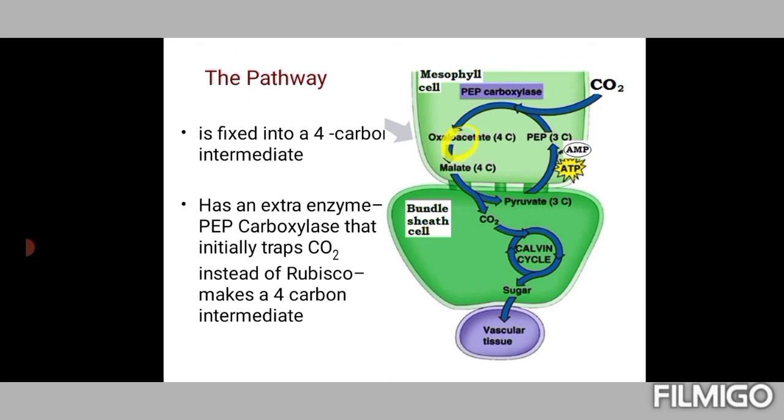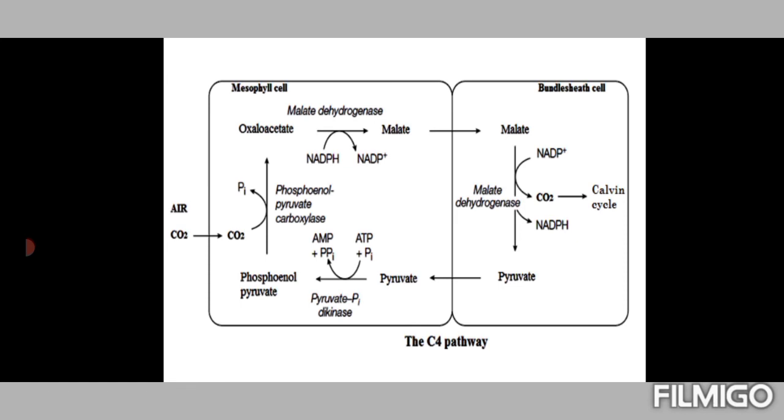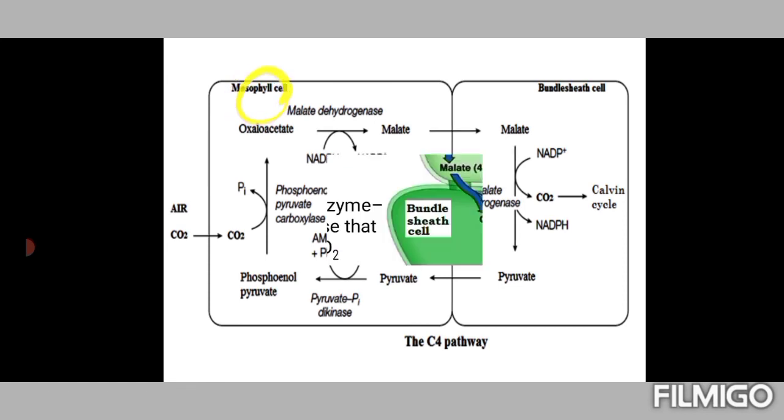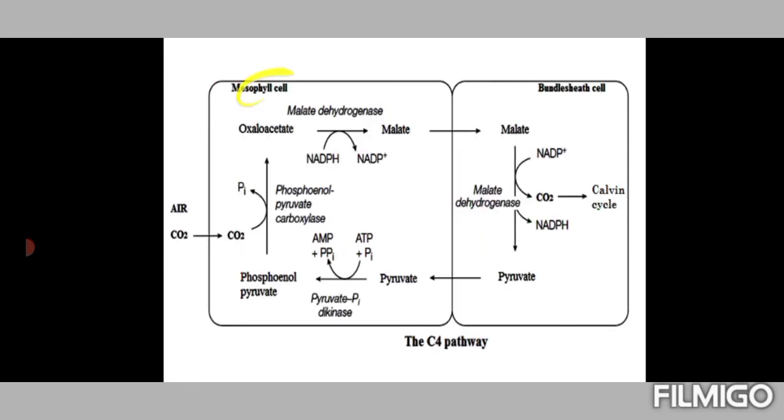So this is oxaloacetate. And oxaloacetate actually gets converted to another 4-carbon compound, that is malate. And then it releases carbon dioxide inside the bundle sheath cells along with pyruvate. This pyruvate gets back to mesophyll cell. So like that it goes. And we can see this a little more clearly here. This is the mesophyll cell, and this is the bundle sheath cell.